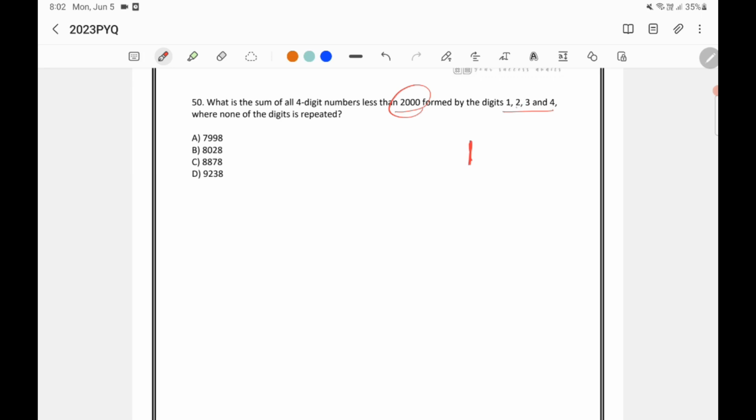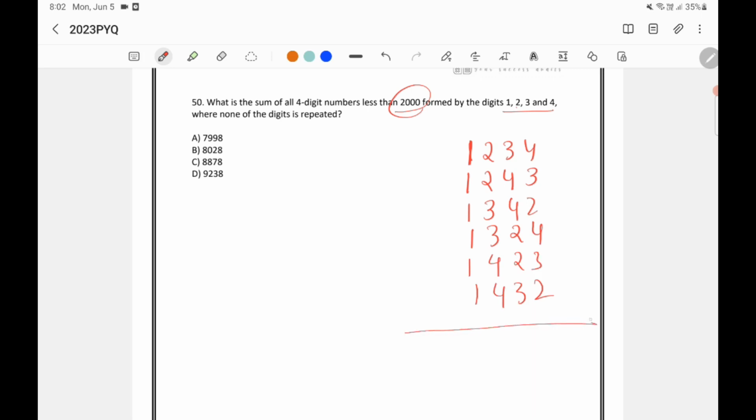So just check different possibilities here. So it can be 1, 2, 3, 4. It can be 1, 2, 4, 3. It can be 1, 3, 4, 2. It can be 1, 3, 2, 4. Right? Now it can be 1, 4, 2, 3. It can be 1, 4, 3, 2. These are the different possibilities. Now if I add all these things, what I will get?